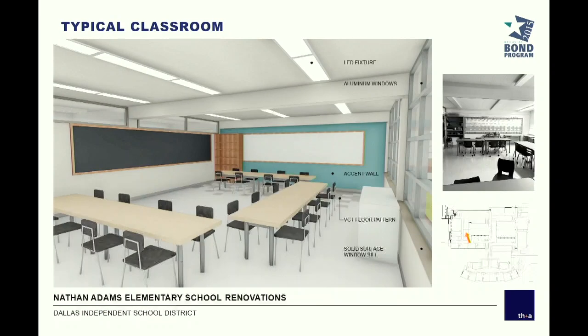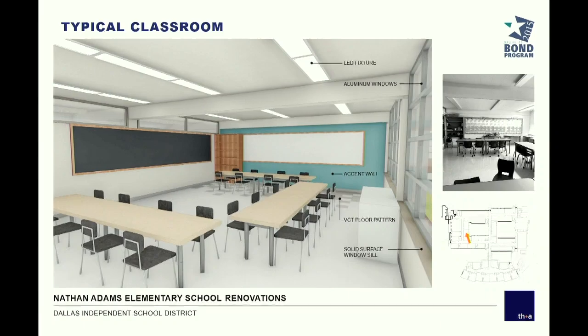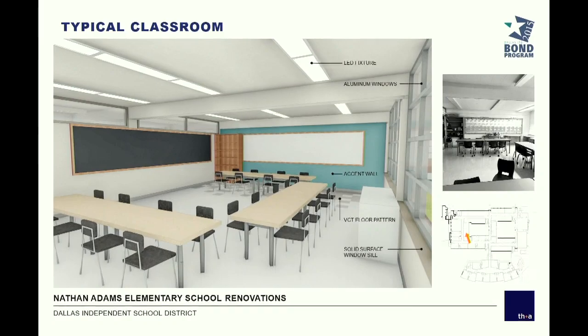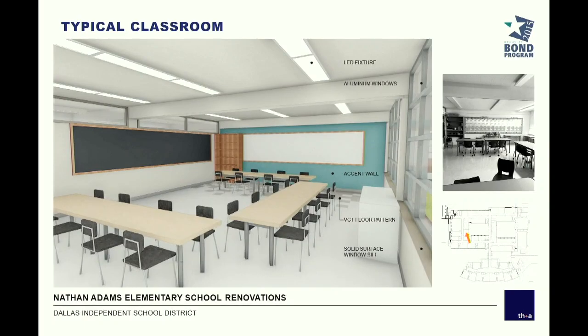This view will show you in a typical classroom, new VCT flooring. You'll see new aluminum windows, storefront windows as part of the project. New solid surface window sill. All of the existing windows are going to be pulled out, the sill and replaced with new. You also see an accent wall color here for the main teaching wall. This wall color, again, we had an accent wall as part of the previous addition, kind of incorporating that design, bringing it throughout the facility.